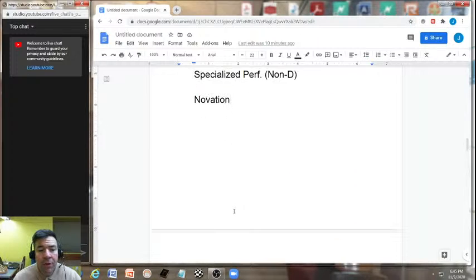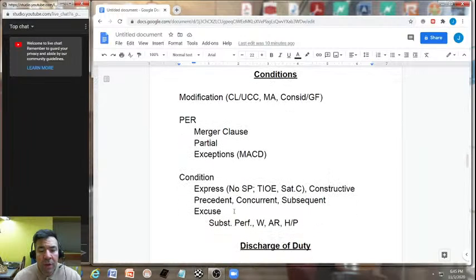Okay, now we're going to switch gears and go into conditions. And remember, the definition of a condition. A condition is an event not certain to occur, but which must occur for a duty to perform to mature. And we're looking to see the types of conditions, but we also want to take into consideration that we have some what I call meso issues. Meso meaning in between formation and right before performance. We have two very interesting issues, one being modification and one being the parole evidence rule.